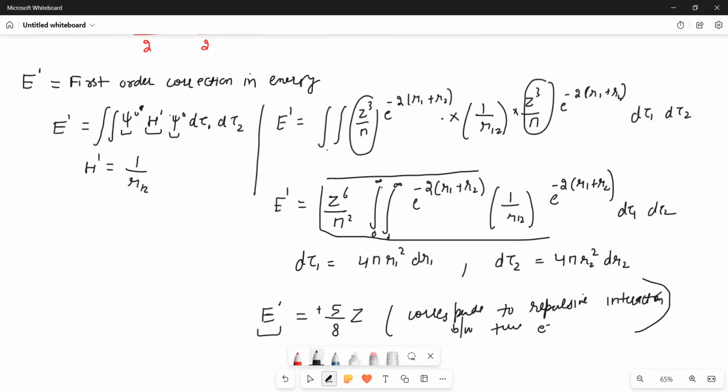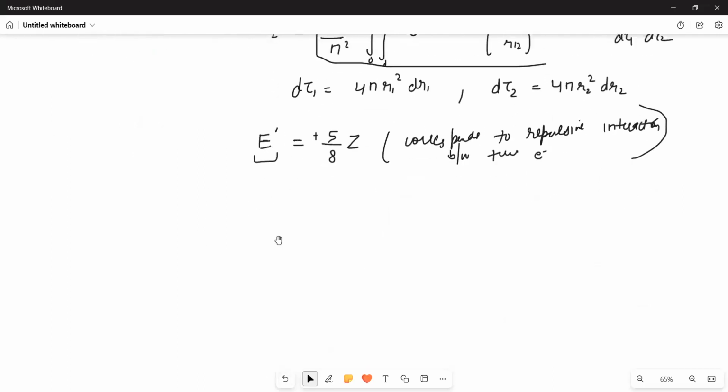So now we have found the energy for perturbation. We know the energy of the helium atom consists of two energy terms: one is E naught and the second is E dash. E naught is the energy when your system is unperturbed, and E dash is the energy when your system is perturbed due to the inter-electronic repulsions between electrons.